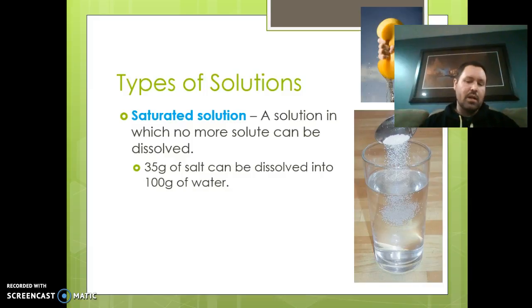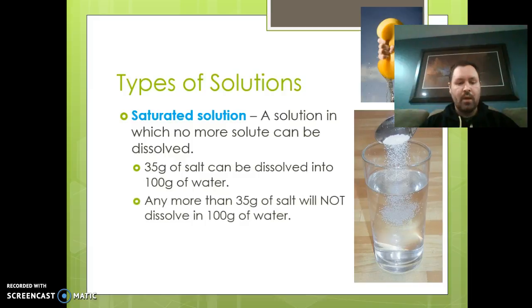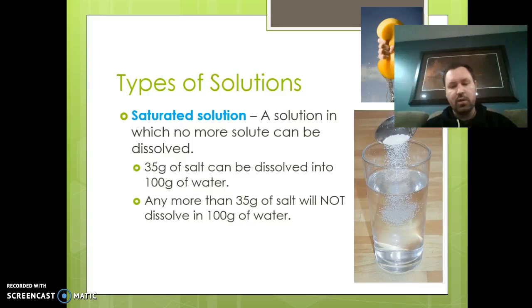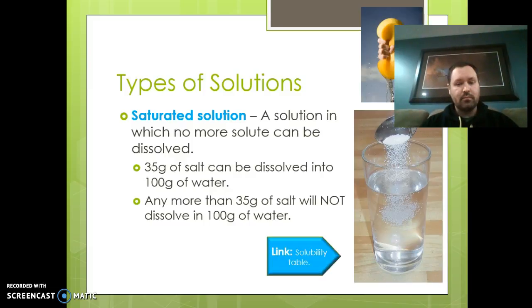So different substances have different saturation points in water. So if you put more than 35 grams of salt, it won't dissolve. You can stir and stir and stir. It's not going to matter. You just can't dissolve any more in there. That is the saturation point. That's when you have a saturated solution.